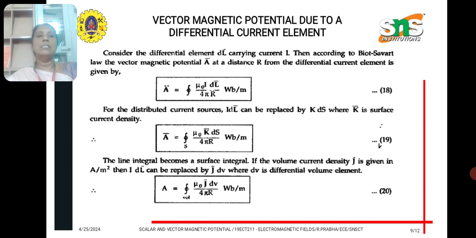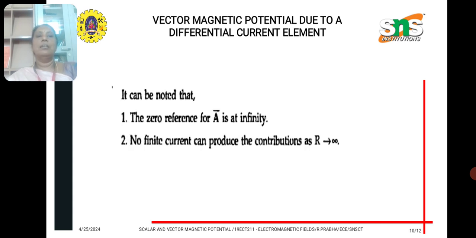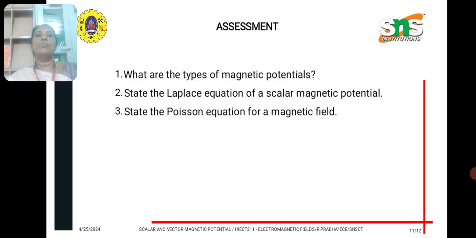And if the volume current density J is given in ampere per meter square, then I dl can be replaced by J dV, where dV is the differential volume element. So the magnetic potential A is given as the integral over the volume of mu naught J dV by 4 pi r Weber per meter. And it can be noted that the zero reference for A vector is at infinity. No finite current can produce contributions as r tends to infinity.